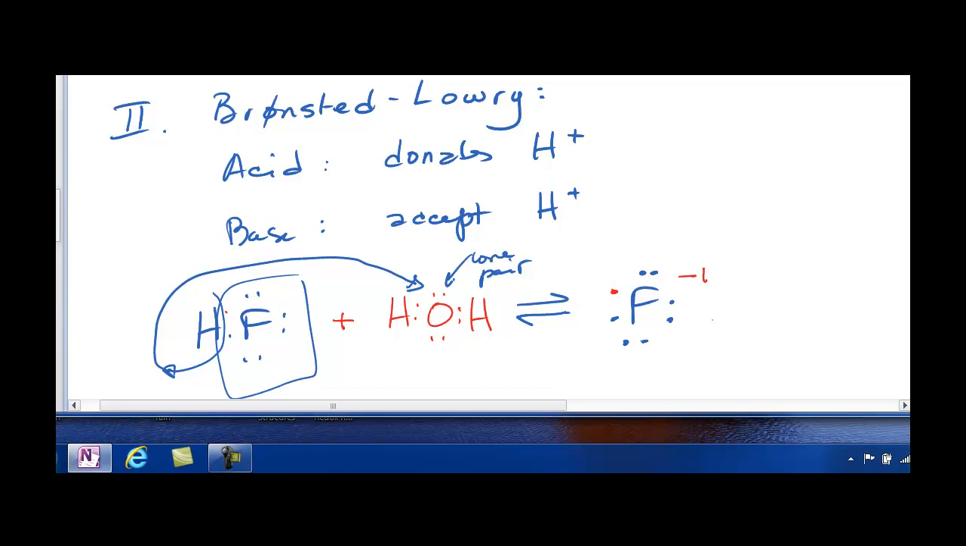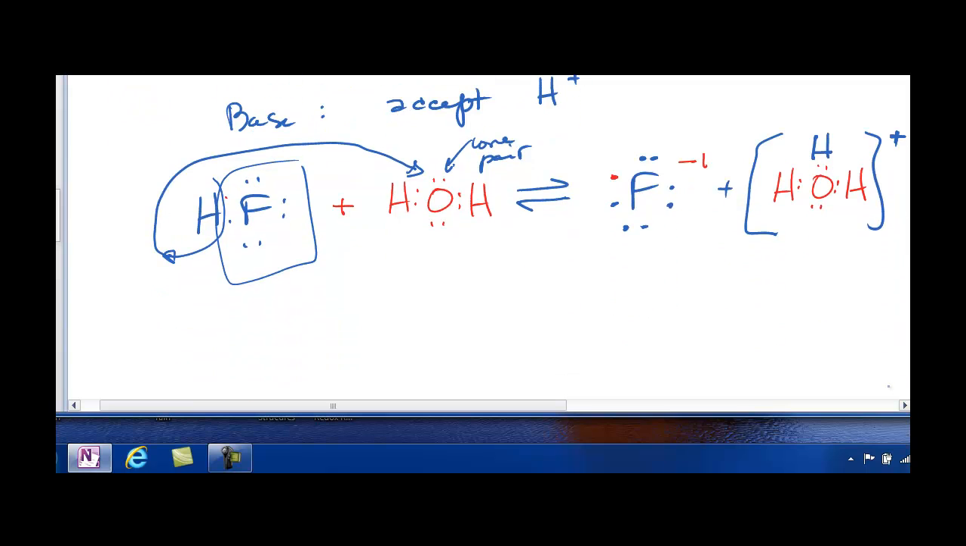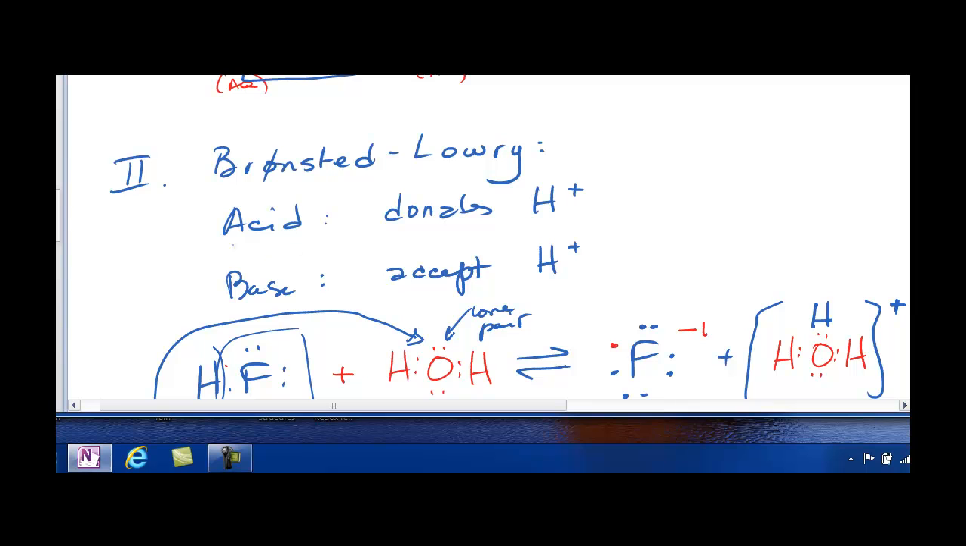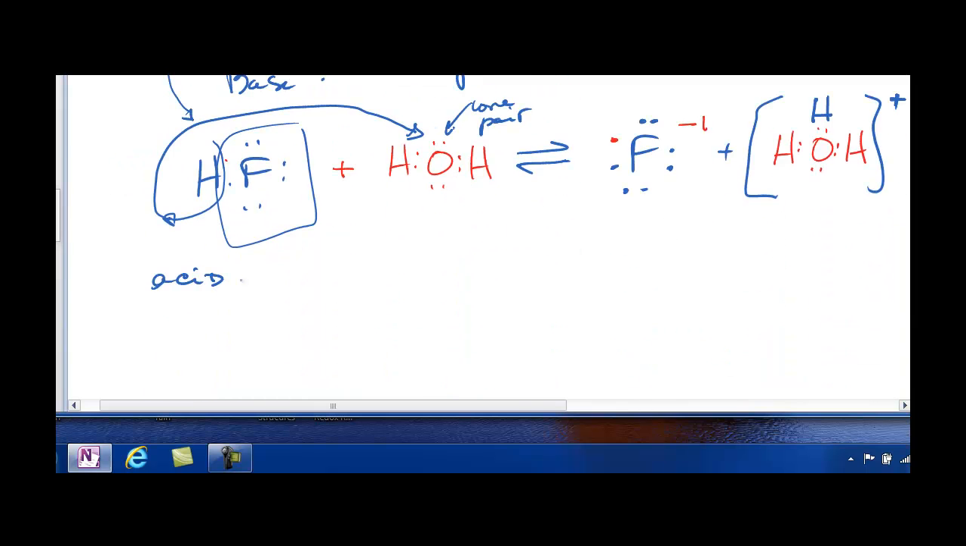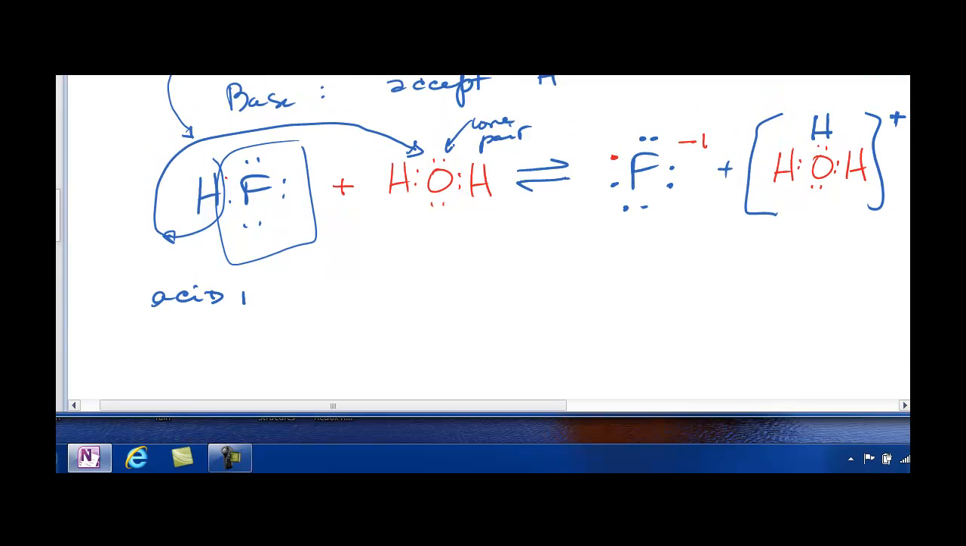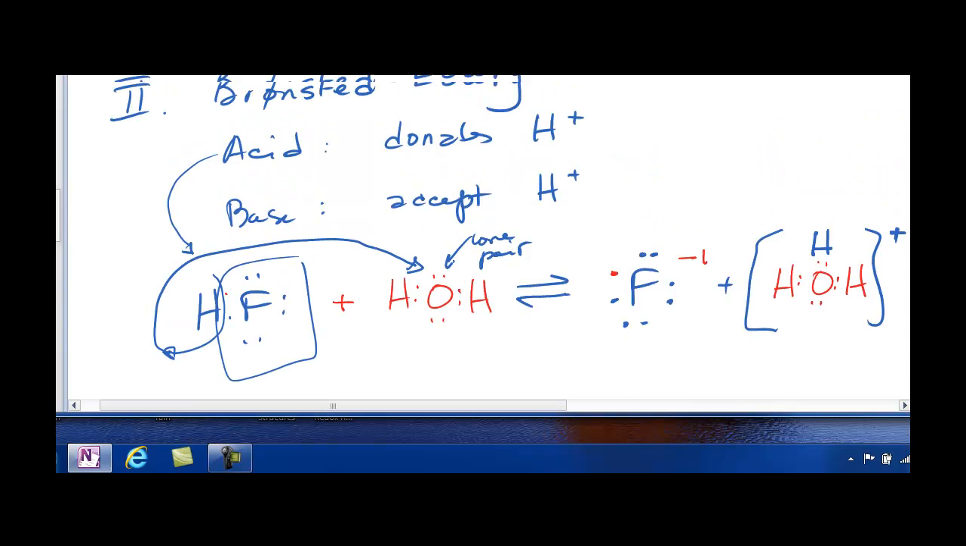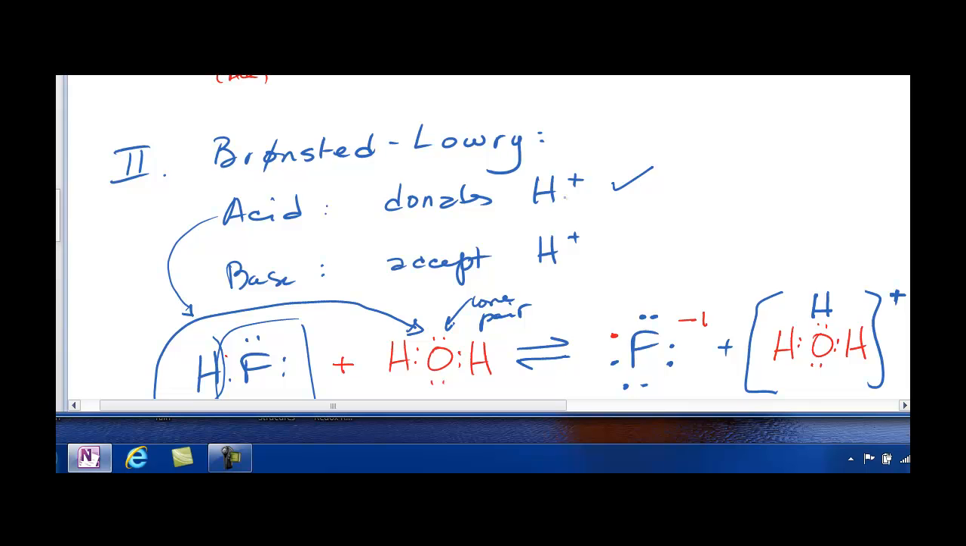And who else do I have? I have my water with all of the electrons, and then the H got added in there, so that it's a hydronium ion. So if I examine what I just wrote, which is a much better rendition of what's happening in solution, which of these substances is donating a hydrogen ion? The HF. So this fellow is my acid. It donates a hydrogen ion, so I'm going to call it acid 1. The substance that results after the acid donates the hydrogen ion is who?